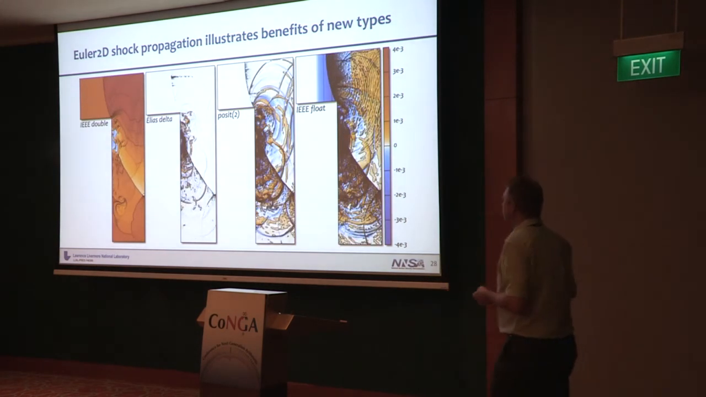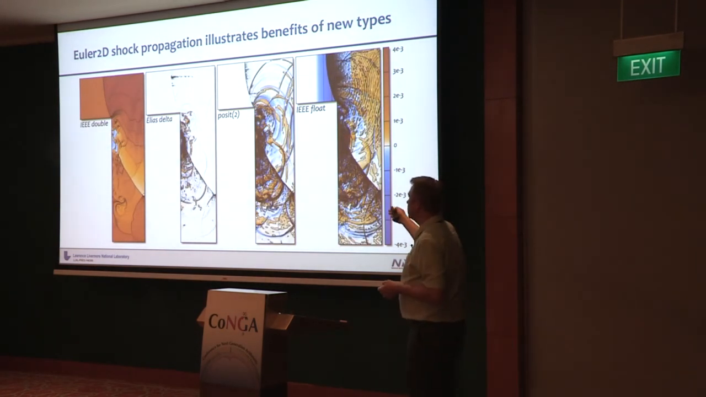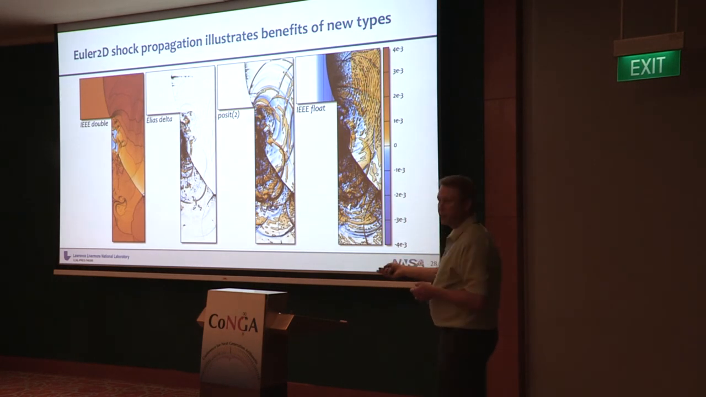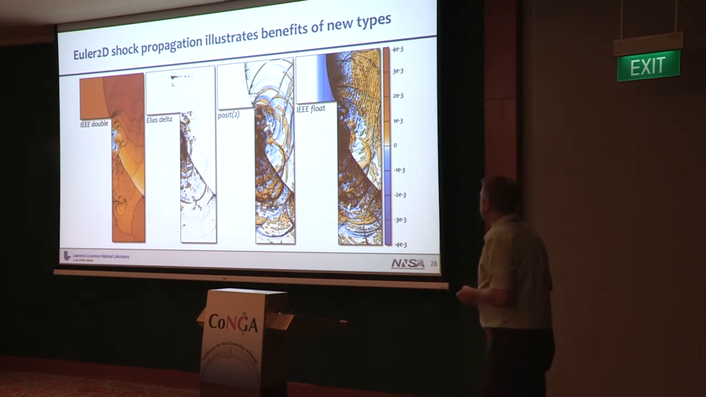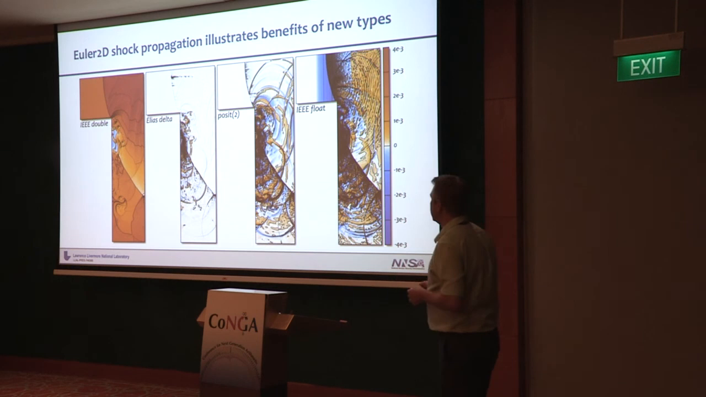In the right 3 panels here, we're actually seeing the errors visualized with respect to the double precision version. So we're using 32-bit types here on the right. We're seeing the IEEE float did really horribly. Posit 2 did much better, and Elias delta in this case did better than posits.